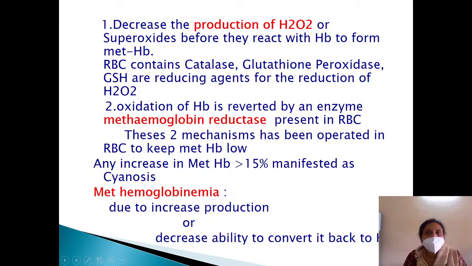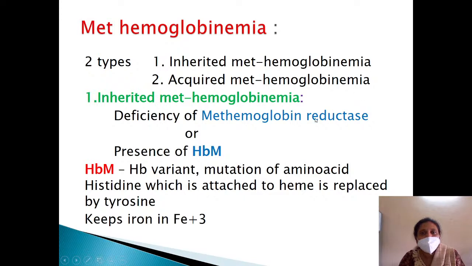There are two reasons for increased levels of methemoglobin: either failure in the conversion of methemoglobin back to hemoglobin, or its increased production. And methemoglobinemia is of two types: inherited methemoglobinemia and acquired methemoglobinemia. The first one, inherited methemoglobinemia, is due to deficiency of methemoglobin reductase. If this enzyme is deficient, what will happen?